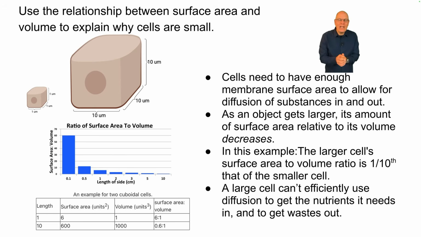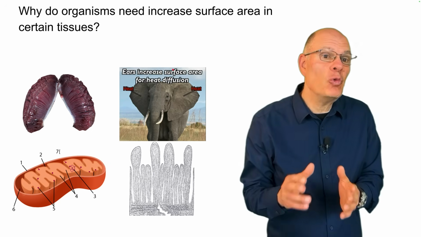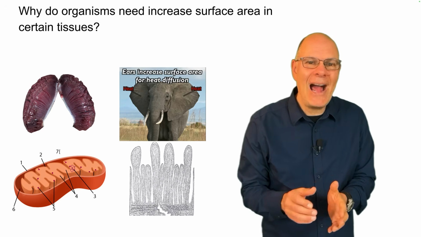And a large cell can't efficiently use diffusion to get the nutrients it needs in and to get waste, carbon dioxide and metabolic wastes out. Why do organisms need to increase surface area in certain tissues? How do they do that?